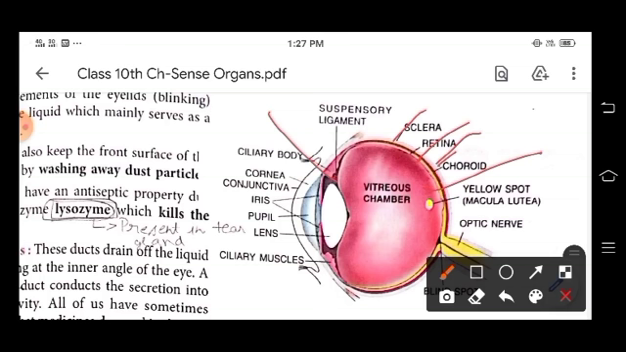Now children, it also has the yellow spot and the blind spot. The yellow spot is meant for bright vision or the best vision, whereas the blind spot is the area which has no vision. Now the lens is present which is suspended with the help of the suspensory ligament and the ciliary bodies. Now, an outer layer is also present, which is transparent in nature, and this is known as the conjunctiva.